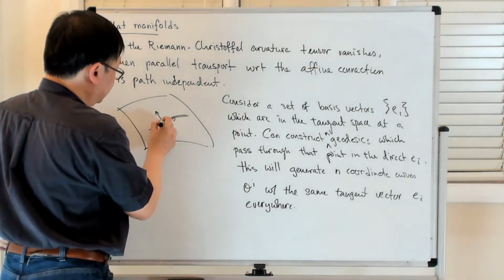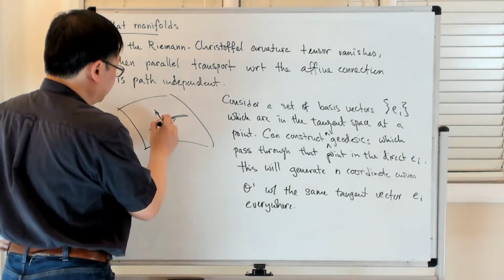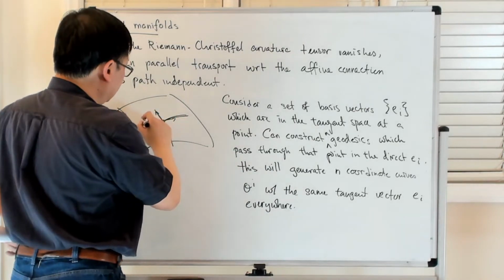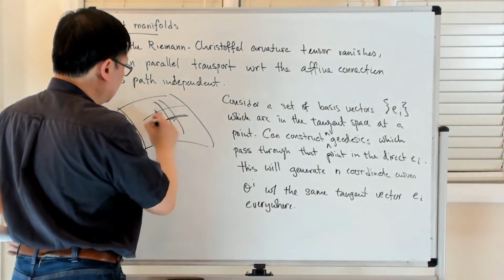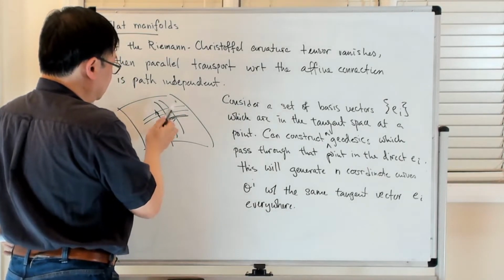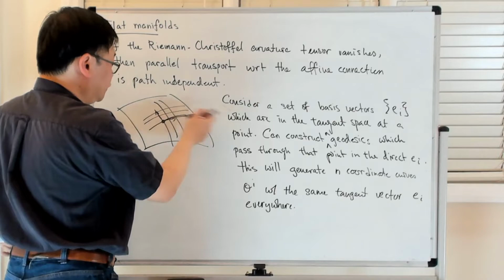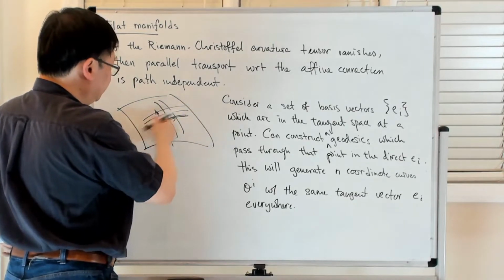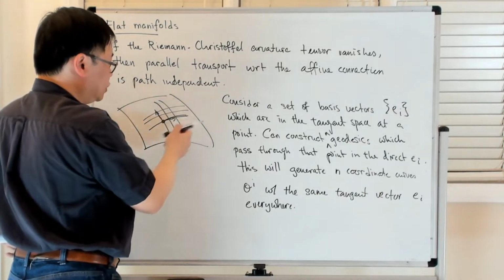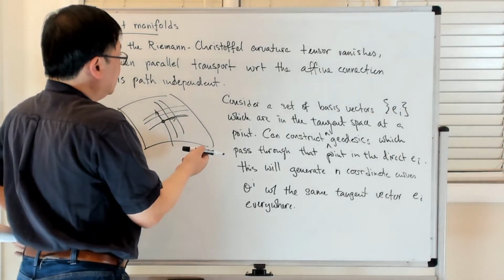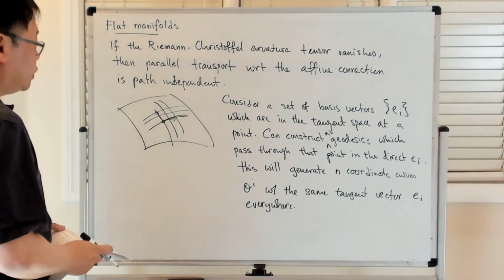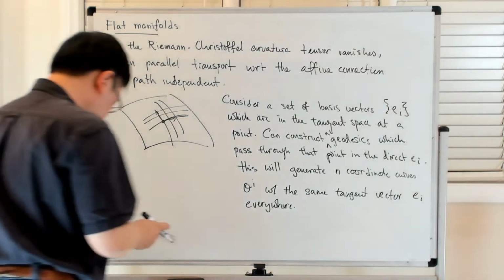right? Because in essence, if it's path independent, what that means is that for the coordinates you introduce, it doesn't matter how you choose to move in the geodesic directions. You could move first in the first direction and then in the second direction, versus moving in the second direction and then in the first direction, and you'll get to the same point, because of this vanishing curvature condition. Okay.